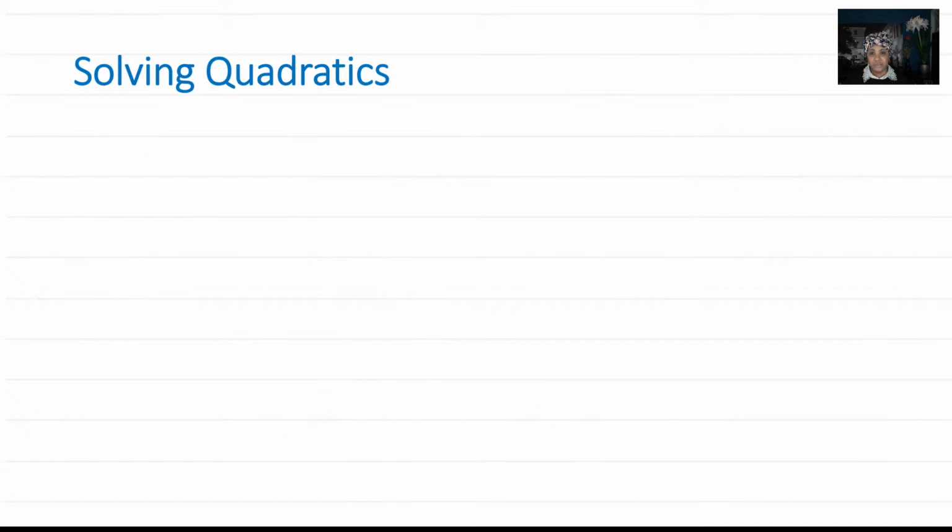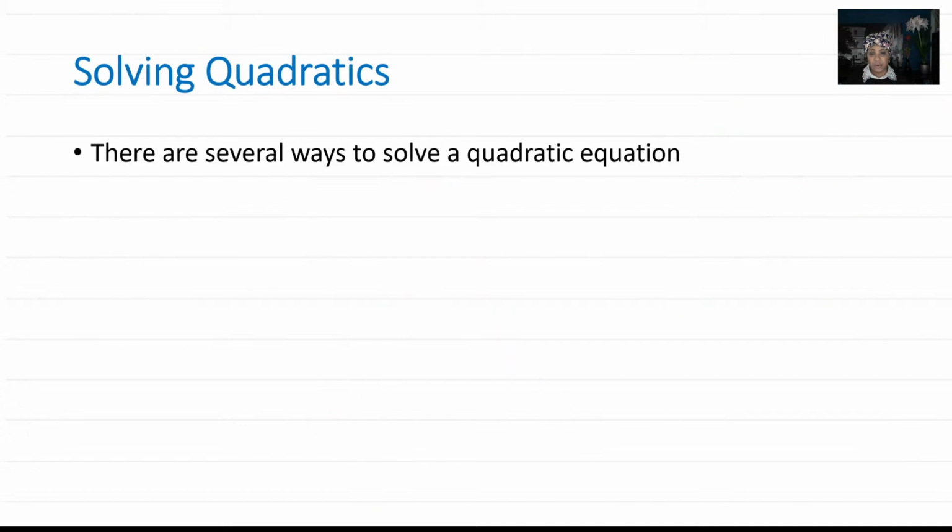All right, we're going to solve quadratics, of course. Now you can solve quadratics in several ways. You can factorize, that is what we're going to do. Not all quadratics can be factorized, and that's why we have these other methods, okay? So we can solve graphically. Probably this will be one of the last ones we're going to do.